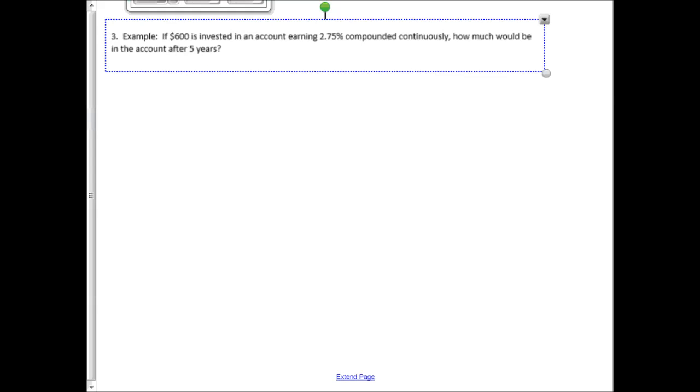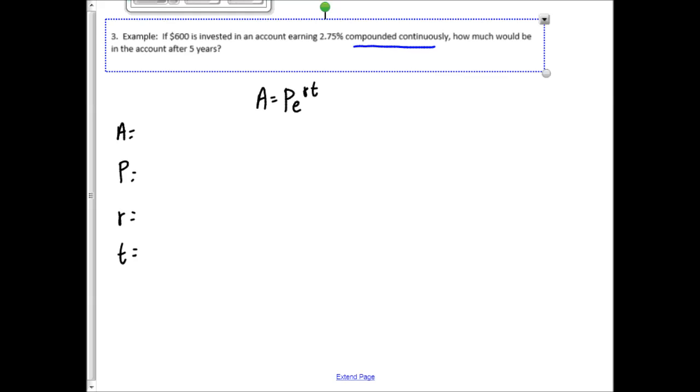All right, third example. If $600 is invested in an account earning 2.75% compounded continuously, how much would be in the account after 5 years? All right, so compounded continuously, that's that second formula that I gave you, A equals P times E raised to the RT. So list out the variables. A equals, P equals, E is not a variable in this, R equals, T equals. All right, so let's start and figure out what these numbers are.